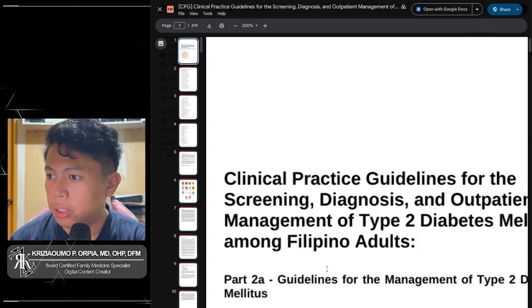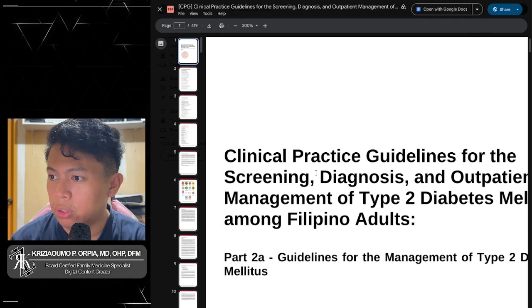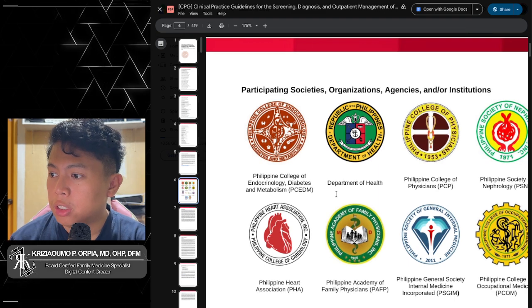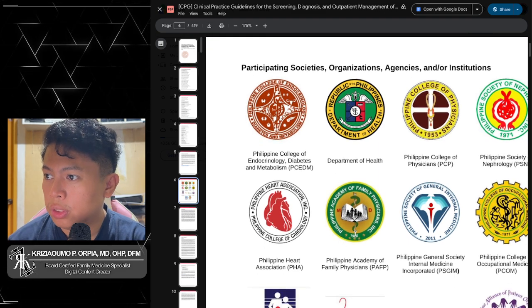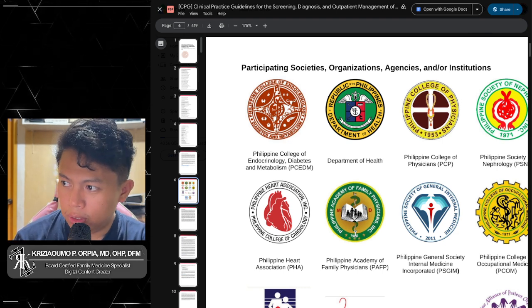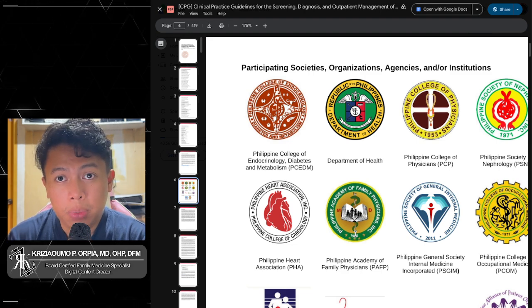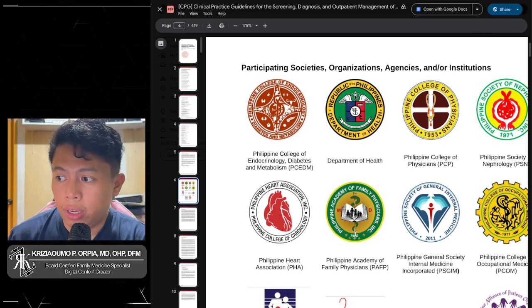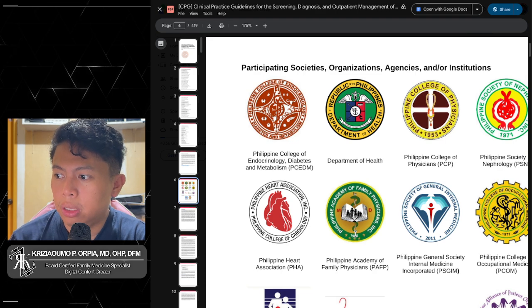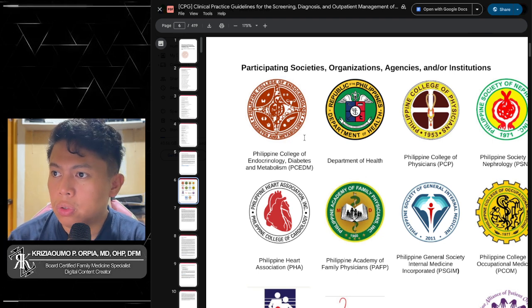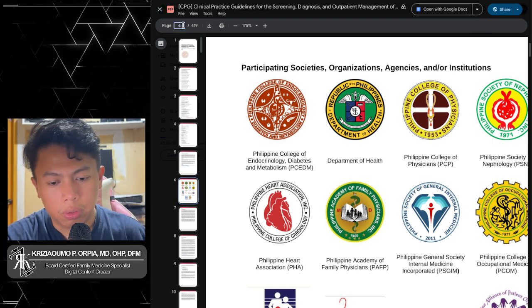So this is the first page, Clinical Practice Guidelines for the Screening and Diagnosis of Outpatient Care Diabetes in the Philippines. This is part 2, and this has been participated by a lot of societies, medical societies, Endocrinology Society, the OH, the PCP, the PSN, the PFP, which I am affiliated with. Okay, I am a diplomate and regular member, also PCOM, and syempre, other reputable agencies, di ba? So, importante na pag-usapan natin ito.